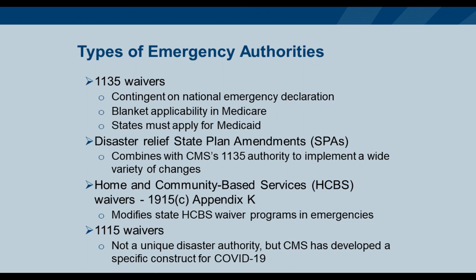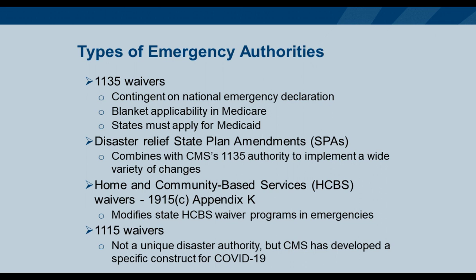So I'd like to do a quick review of the types of emergency authorities that are available, and as I do this, I will be describing what these authorities are in normal circumstances, as well as how they have changed or what is new in the emergency declaration. I'll be focusing on a number of the areas that were already mentioned in our framing remarks, including the 1135 waivers, which are specific waivers that are contingent on the National Emergency Declaration. They have blanket applicability in Medicare, but it's a little bit different in Medicaid. Each state has to actually apply for specific 1135 authorities.